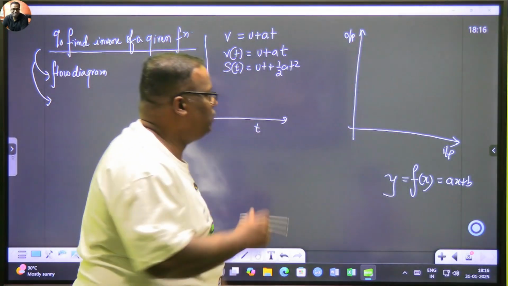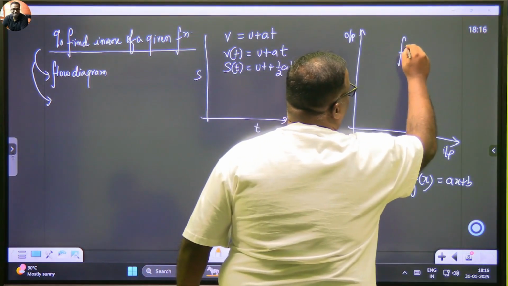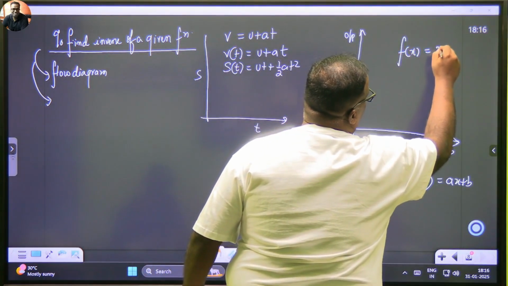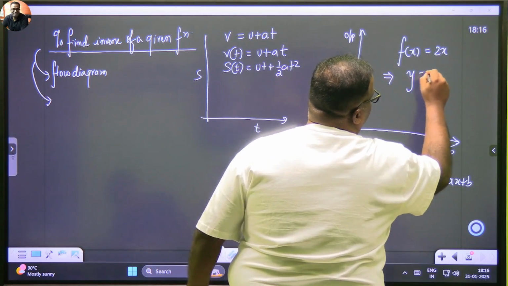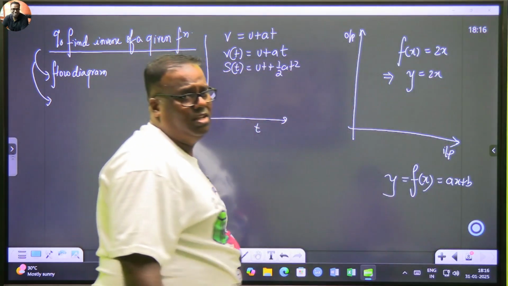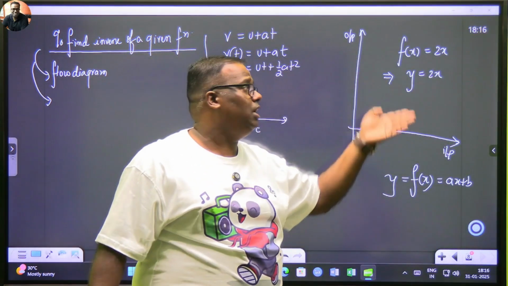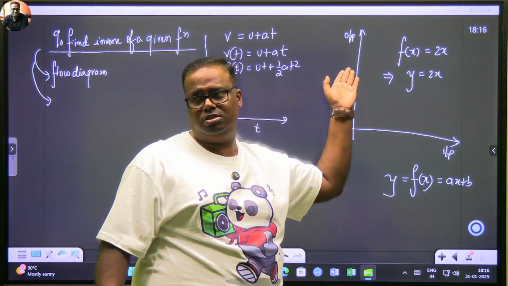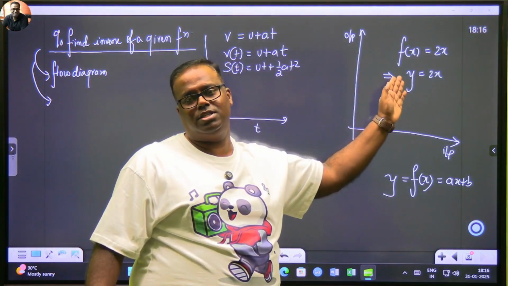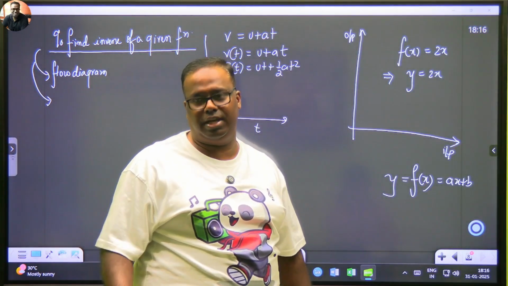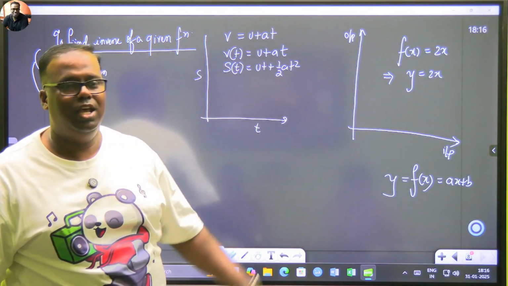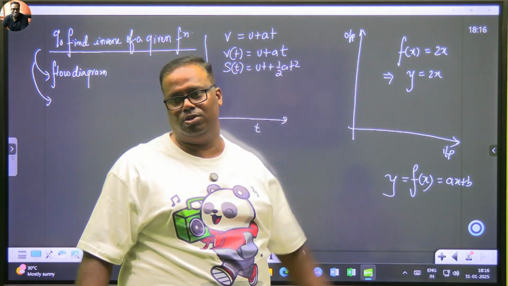So if somebody says that I have a function f of x is equal to 2x, you can also write, implies that y is equal to 2x. Yes, because if we plot it in a diagram, x is the input, then y is the output. So f of x can also be understood as y. f of x equal to log x, y equal to log x. f of x equal to sin x, y equal to sin x.